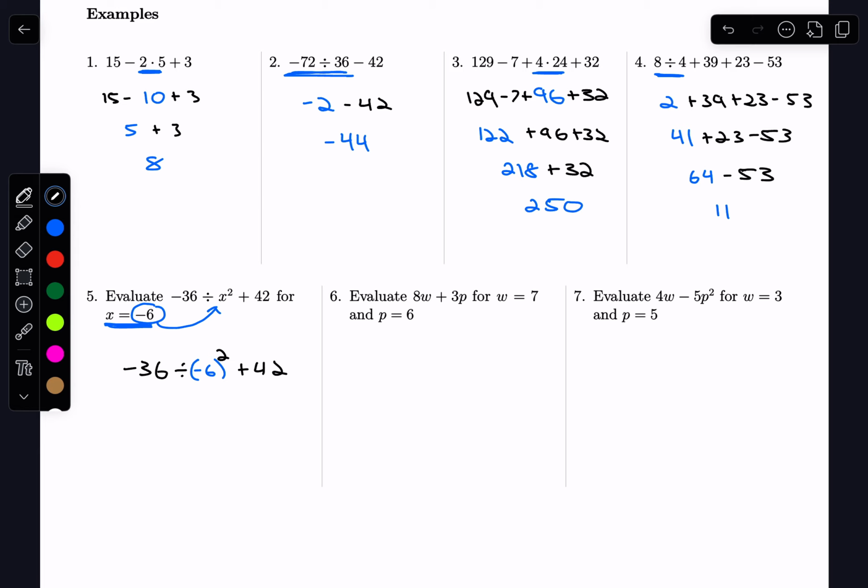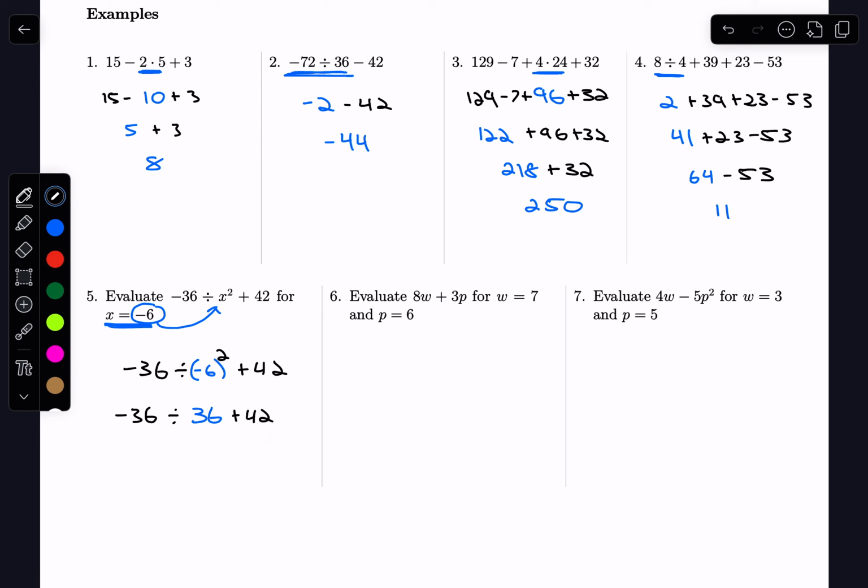So notice, it's the exact same thing, but those parentheses change a lot, because now it's clear that this negative 6, the whole thing is being squared. So I'm not just squaring the 6 itself, I'm squaring the negative 6. And when I do that, negative 6 times negative 6 gives me positive 36, which is a big difference than having a negative sign there.